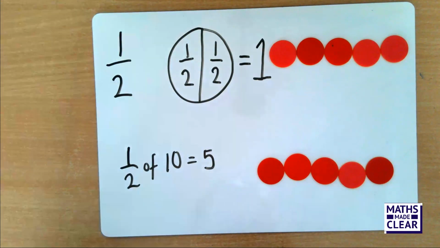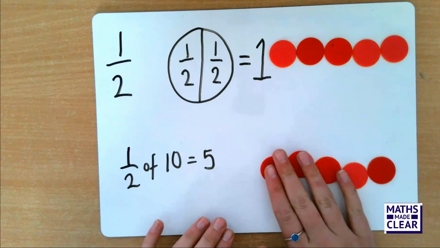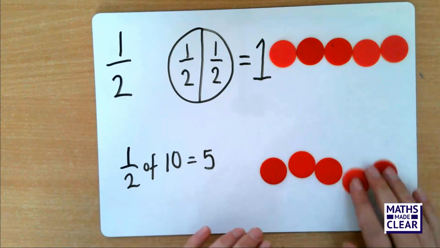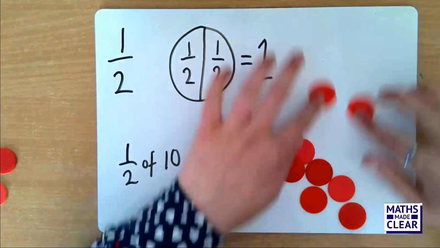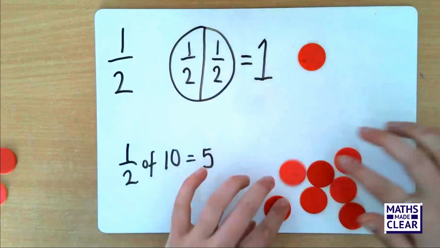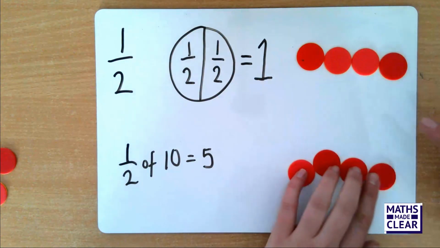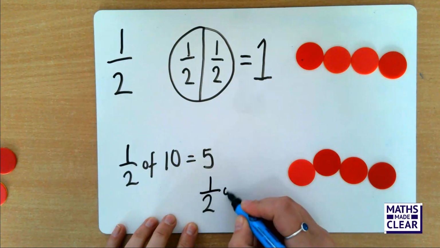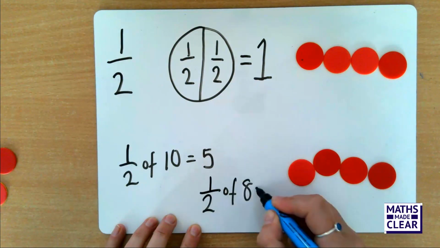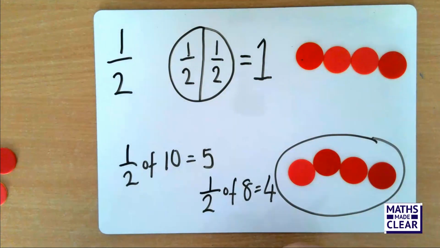So we could also do this by looking at a different amount of counters. Let's get 8 counters and we're going to split them into two groups of 4. We have split the original 8 in half. We could show the half written like this again, and we could say that half of 8 equals 4 because one of our groups, one out of two of the groups we've made, has got 4 counters, and that is a half. So half of 8 equals 4.